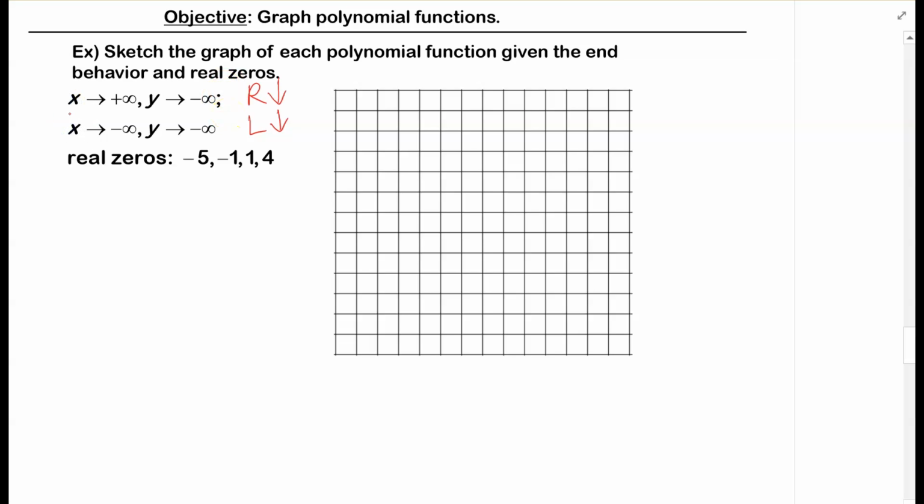And for the x's, one of them always goes to the right and the other one always goes to the left. And then your y's, you can have both of them go down, both of them would go up, or you can go one going up and one going down.